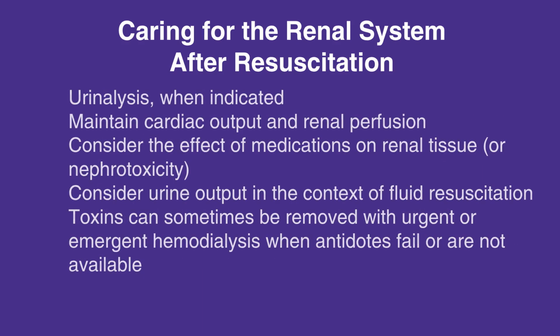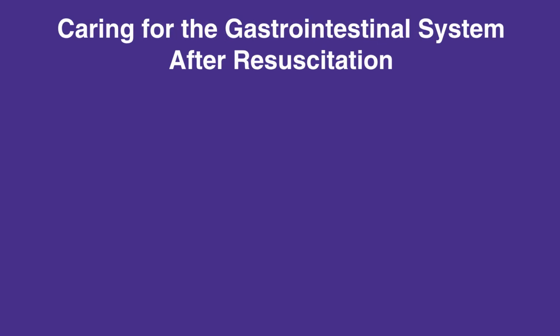Urinalysis when indicated. Maintain cardiac output and renal perfusion. Consider the effect of medications on renal tissue, or nephrotoxicity. Consider urine output in the context of fluid resuscitation. Toxins can sometimes be removed with urgent or emergent hemodialysis when antidotes fail or are not available. When caring for the gastrointestinal system after resuscitation, follow this checklist.